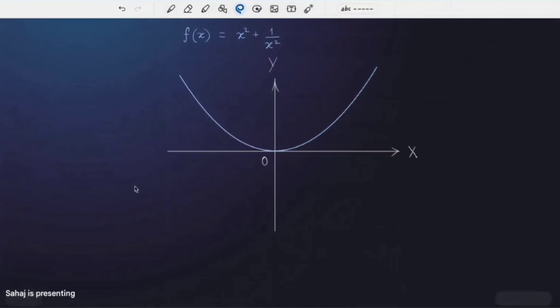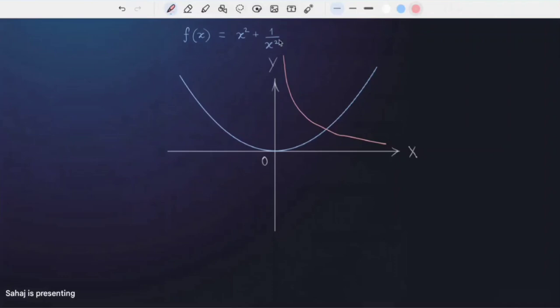And what about 1 by x squared? You put in small values of x, you get high values out in 1 by x squared. But if you put very, very large values, you get a very small value of 1 by x squared. So you can imagine the graph will be something like this. At small values of x, it's a large value. At large values of x, it's a small value.